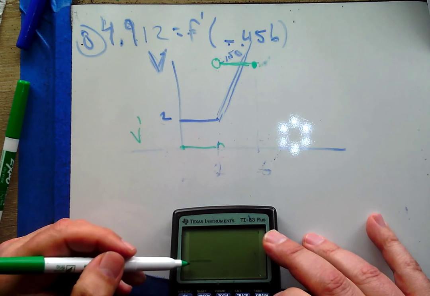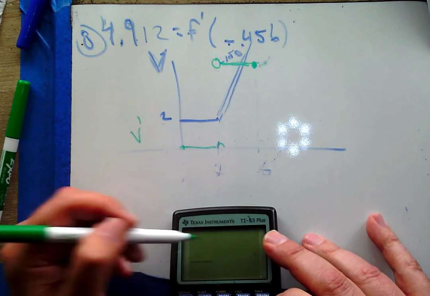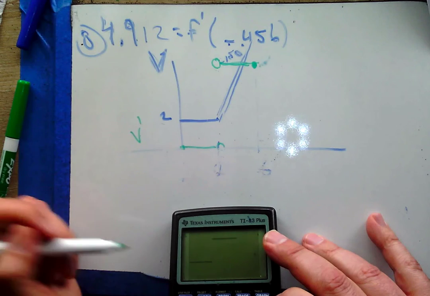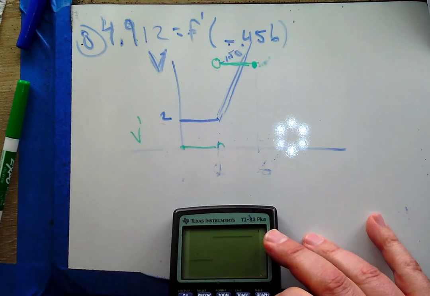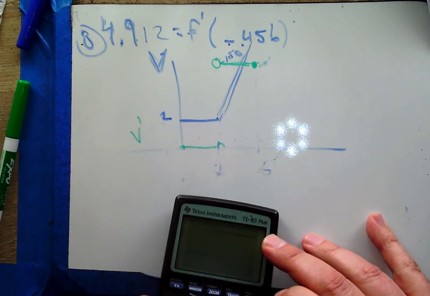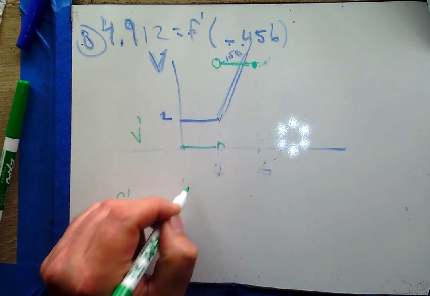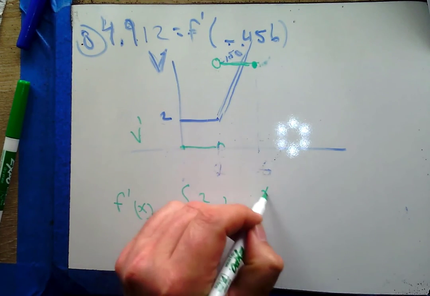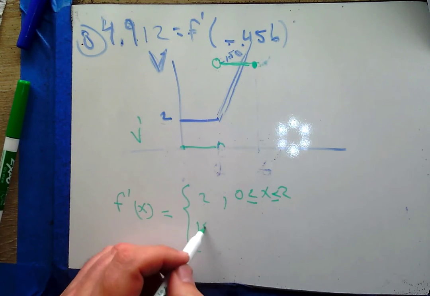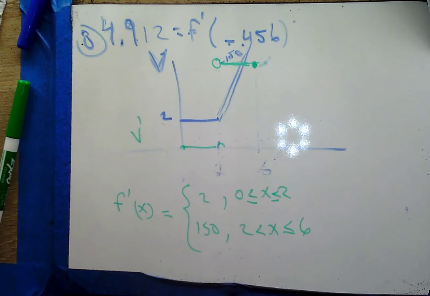See? From 0 to 2, we're 0. And then from 2 to 6, we are 150. Okay, so I can graph that on my calculator. That's 9c. Write the equation that gives the rate of change as a function of age. Well, that's no problem. That'll be f prime of x equals 2 for x between 0 and 2, and 150 for x greater than 2 but less than or equal to 6.